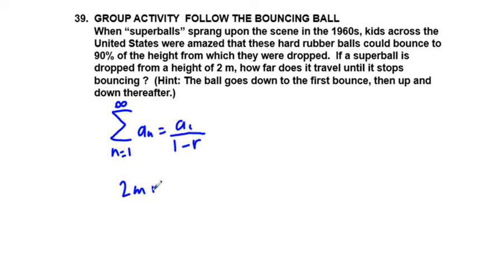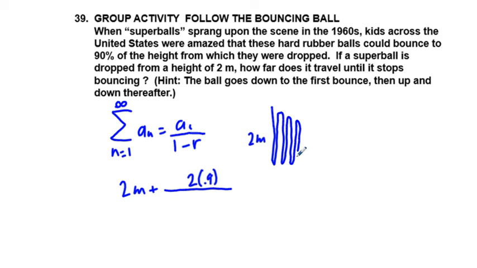before the first ball is dropped. So 2 meters plus, well, a sub 1 is going to be 2 meters, and we're looking at 90% of the height, so times 0.9, but taking into account that the ball is being dropped, let's say, from 2 meters, that's 2 meters, and it bounces up again to 90% of that height, so 1.8 meters, and then down again, bounces up to 90% of that height, and so on, infinitely, right? The ball will never stop bouncing.